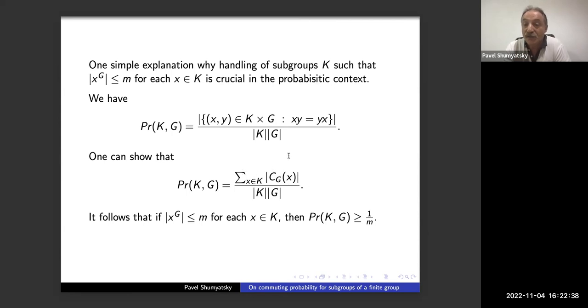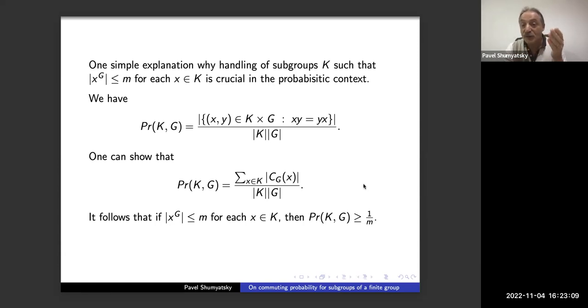And so here we have order of K summands, and then we divide it by the order of K. And of course, this is the inverse of an average of the index of the centralizer of an element from K. It follows easily that with these conditions, necessarily the commuting probability of K in G is at least 1 over M. So it's bounded away from 0.